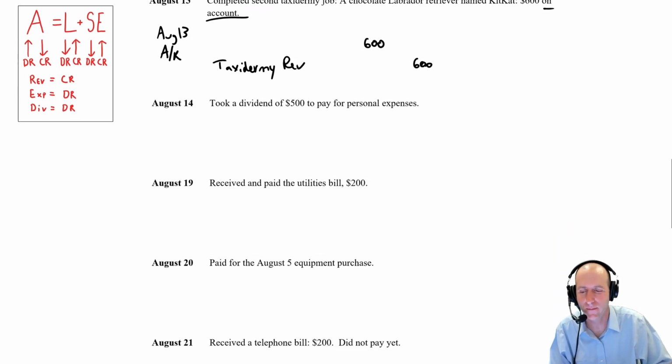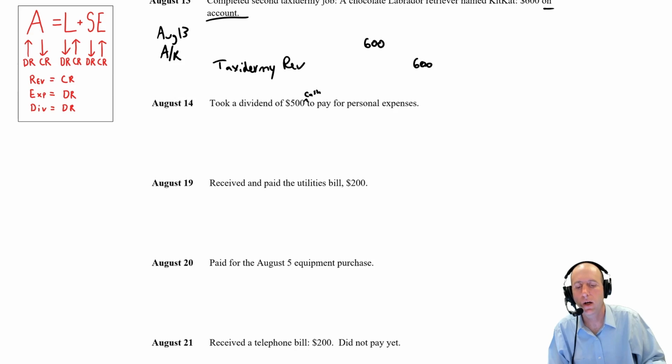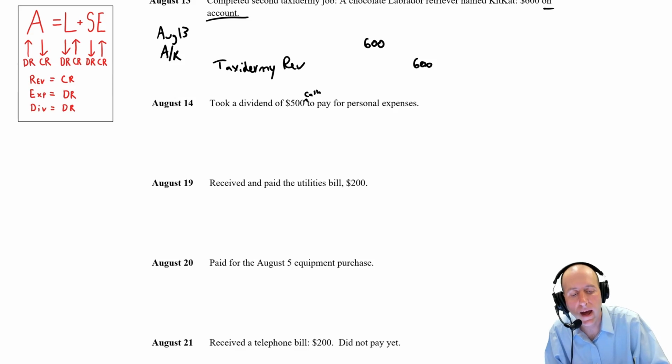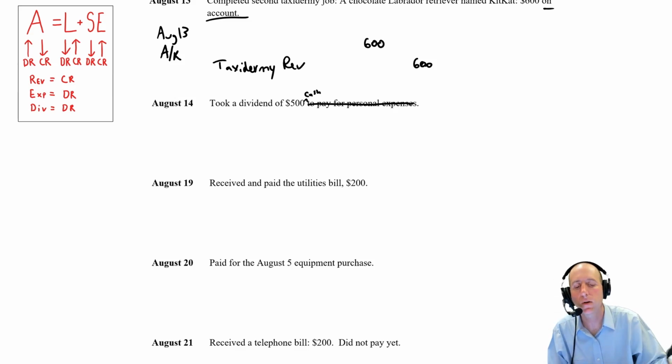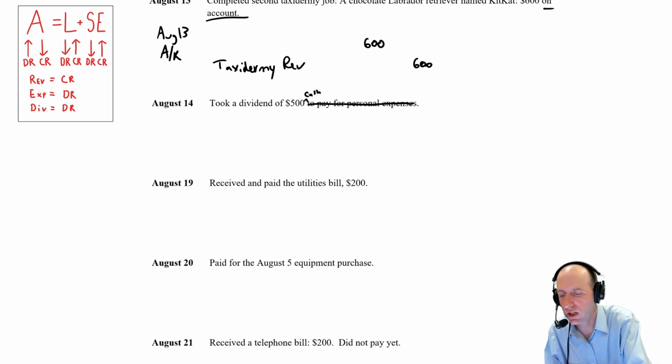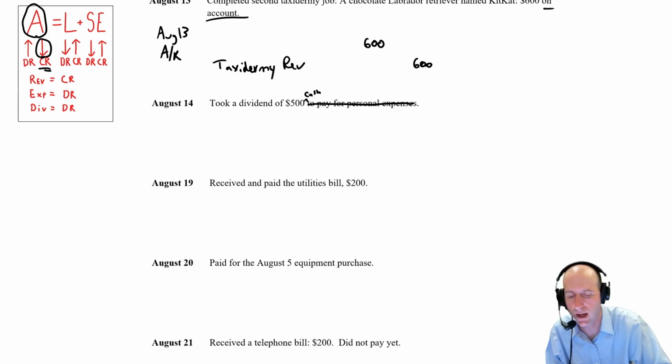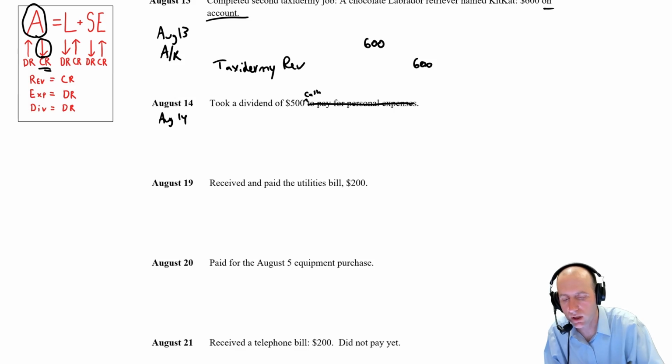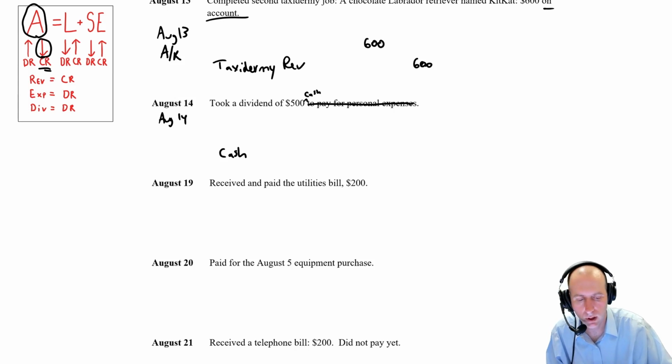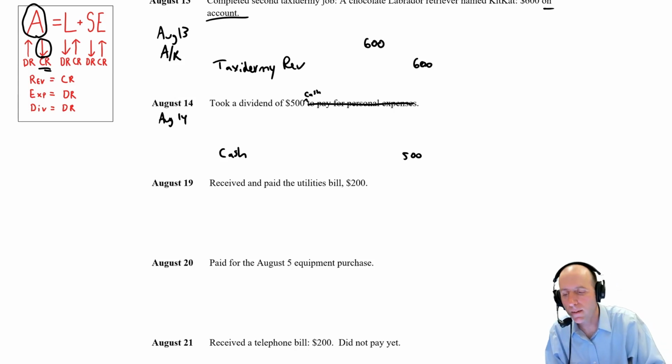Okay, continuing. Took a dividend of $500, I think it's implied cash, to pay for personal expenses. So Maria takes a dividend, $500 cash to pay for personal expenses. Doesn't matter what she wants to pay for. We just know she took $500 cash from the company. So cash is changing hands here. Let's credit. It's an asset, of course, and it's going down. So let's credit cash on August 14th. Cash takes a credit of $500.